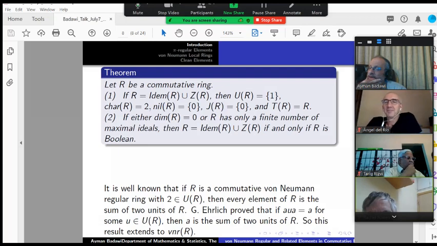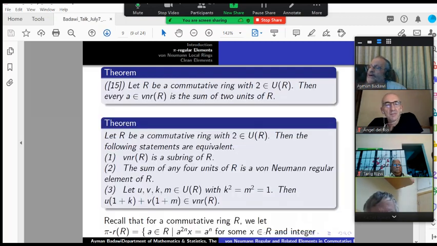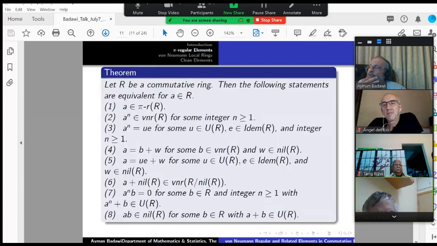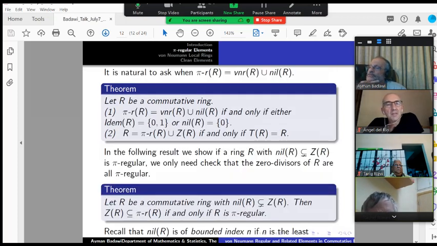This is a result going back to Ehrlich, I think. I'm sorry about the name. When an element is the sum of 2 units. This is very similar to these things. And maybe I should move on. I thought I would go fast. Let me tell you what.